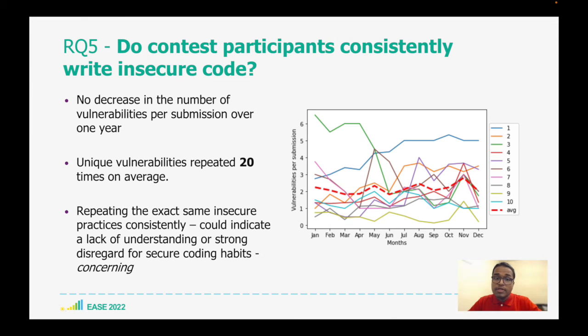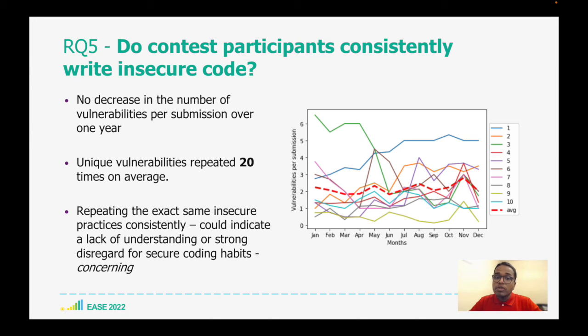Do contest participants consistently write insecure code is the last research question we discuss. The main motivation for investigating CP data stems from the fact that in recent times, practicing CP helps clear job placement tests for software developer positions. If practicing CP consistently encourages the adoption of insecure coding practices, it would be an interesting and concerning point to notice. Hence, we wanted to investigate if programmers consistently repeat insecure practices over long periods of time.